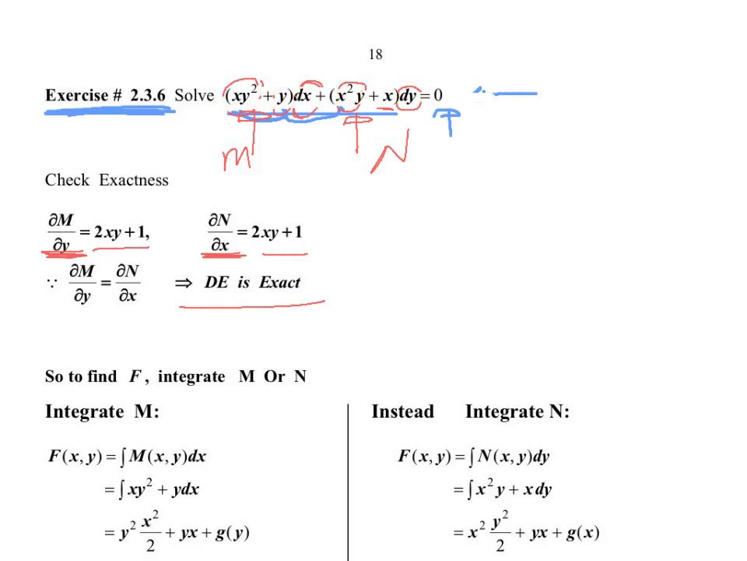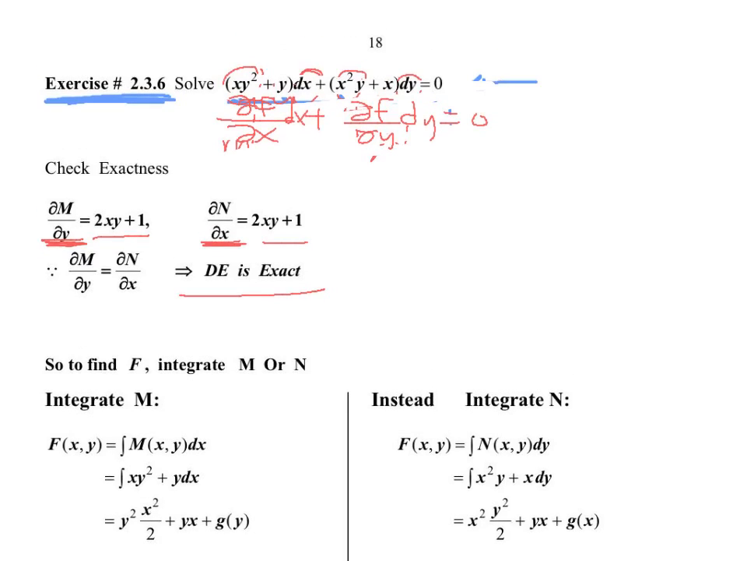Exact means that the differential equation now is of this form. This is partial f, partial x, and this is partial f, partial y. This is the meaning of exactness. So we have two derivatives of f now, and we are interested in finding f, which is the solution. So we can either integrate this or that. We have to choose the easiest.